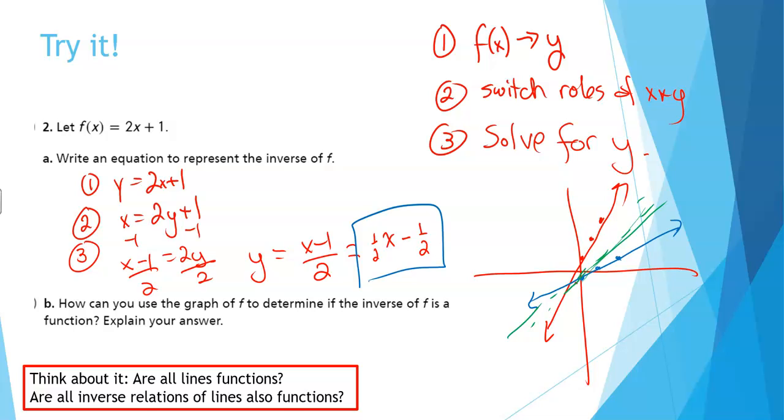Now it says, how can you use the graph to determine if the inverse of f is a function? Well, the graph will tell you that for every x value, I only have one y value, right? Only one unique. There's no doubling over there, so it would pass the vertical line test. And if you think about it, are all lines functions? Well, they are, as long as we're not doing any restrictions on them. Sure.